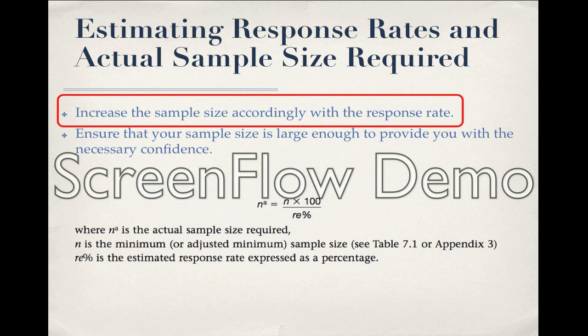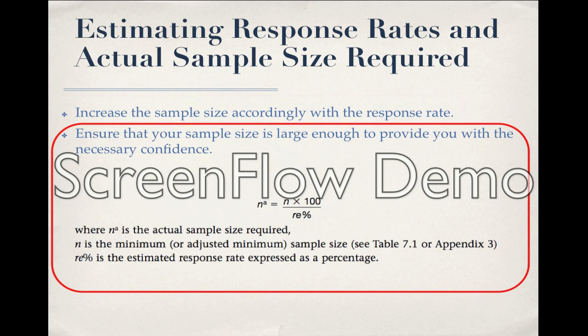By estimating response rates and actual sample size required, increase the sample size according to the response rate. So you already know that some of these people will not be able to participate, so you should make the sample as big as possible to increase the chance that your response rate will be reasonable for your research. You have to ensure that your sample size is large enough to provide you with the necessary confidence.